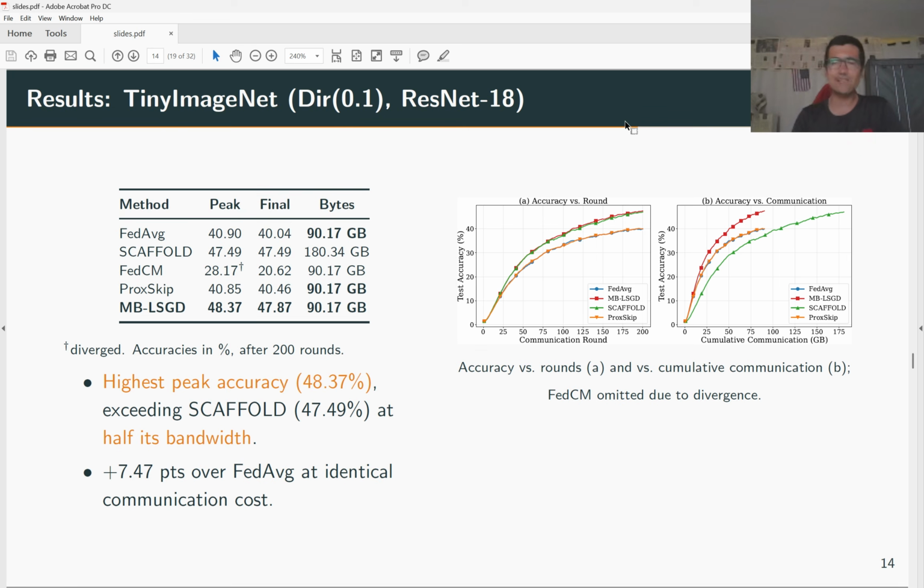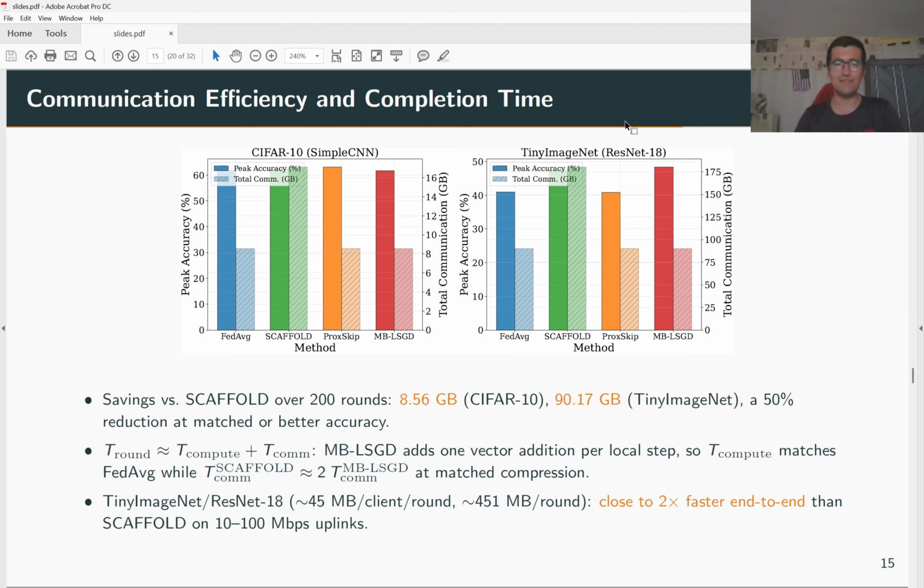The accuracy versus bytes view on the right makes the efficiency picture very visible. Our curve sits clearly above Scaffold's because every byte simply buys more accuracy. Let me translate those bytes into time, since this is a systems audience. Over 200 rounds, we save 8.56 gigabytes on CIFAR-10 and 90.17 gigabytes on Tiny ImageNet relative to Scaffold, a 50% reduction at matched or better accuracy.